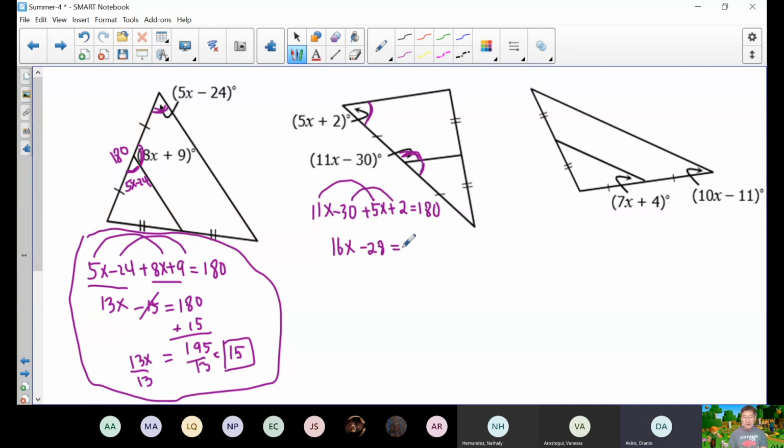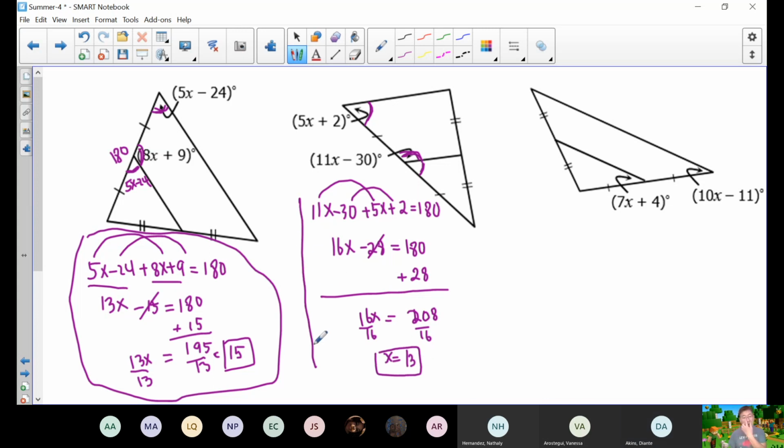28. Okay. So this one, 28. We added 208, right? 16x. Divide by 16, right? And this is also 13. All right, write down this part.